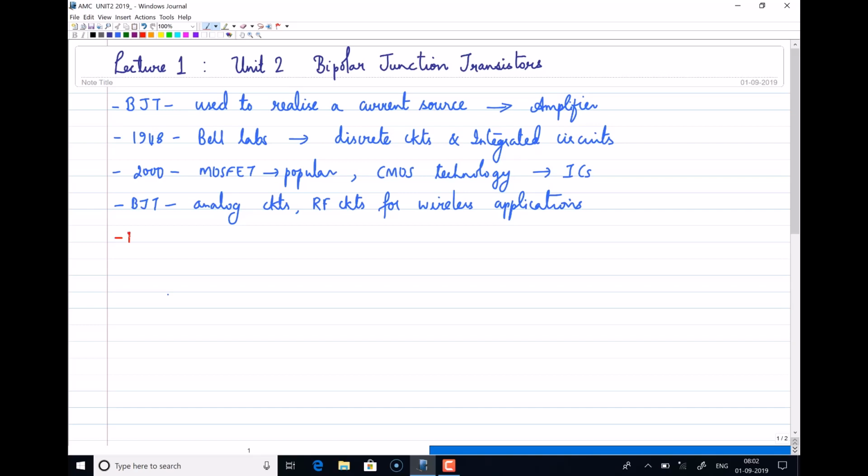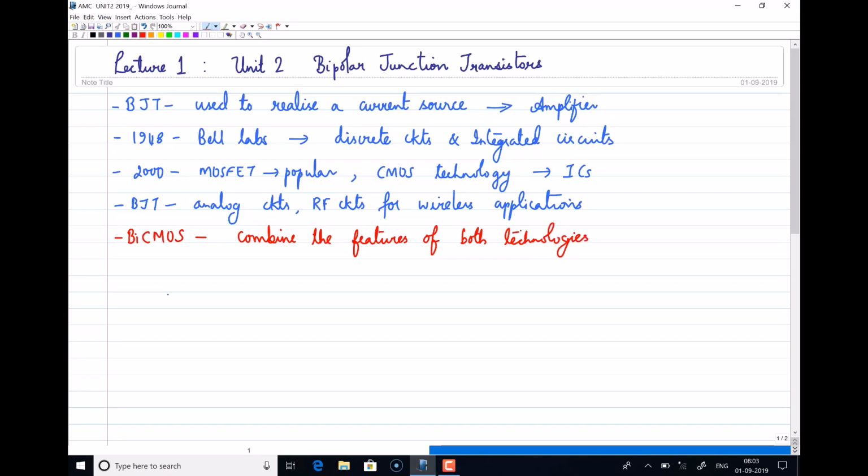Another thing I want to mention here is that there is one more technology called bi-CMOS technology, which is made by combining the features of both bipolar junction transistors and CMOS technology. We call it bi-CMOS technology. So the idea is to combine the advantages of both technologies.